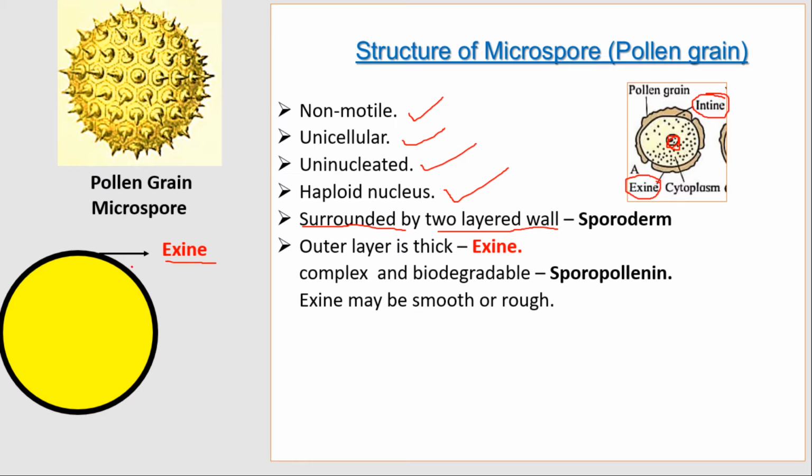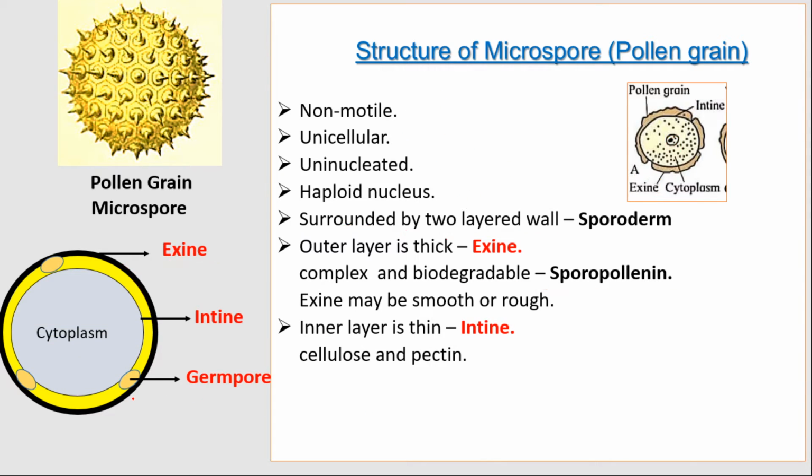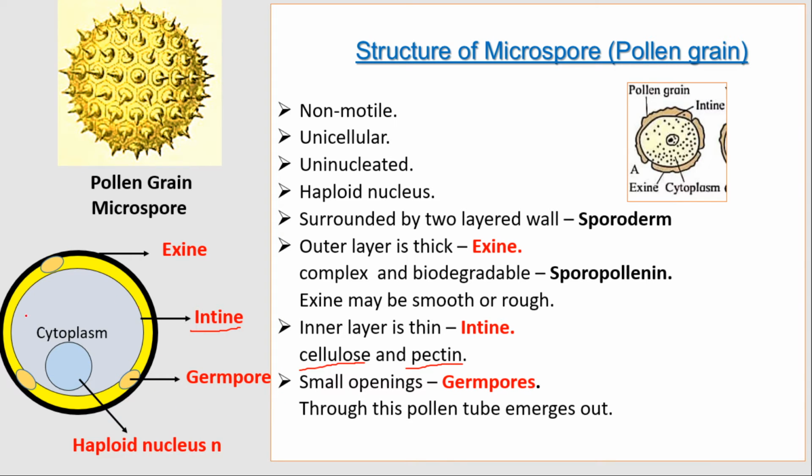The exine in this case is smooth, but here in this case the exine is rough. Exine is made up of a complex and biodegradable substance called sporopollenin. Inside this exine there is an inner thinner layer that is called intine. This intine is made up of cellulose and pectin. On the surface of the pollen grain there are germ pores. These germ pores help to form the pollen tube.